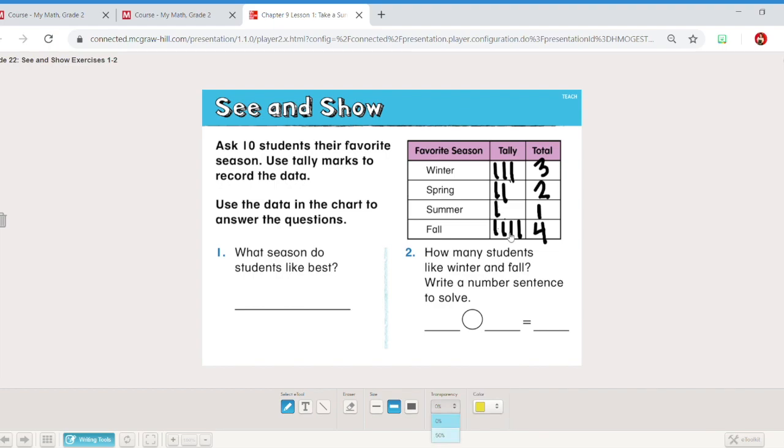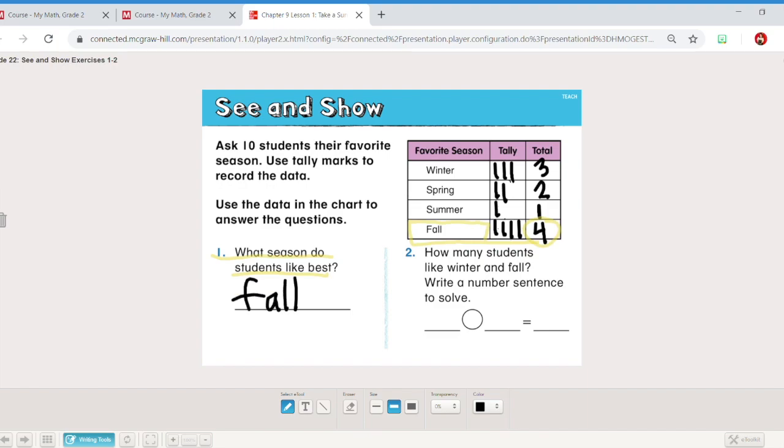Our first question is, what season do students like best? Well, I'm going to look for the largest number, which is 4, and that takes us right over to the information. So it looks like fall is the top season. So we're going to write fall.